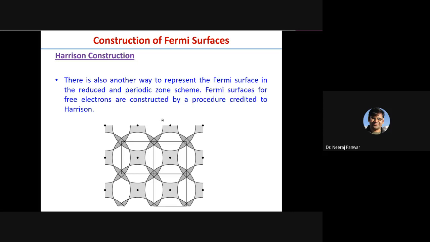And that would be understood with the help of Harrison construction. One scheme we have seen is the mapping zone scheme, and there is another way to represent the Fermi surface in the reduced and periodic zone scheme. Fermi surfaces for free electrons are constructed by a procedure that is credited to Harrison. So this is the diagram of Harrison construction, and we will try to understand how we can form this.